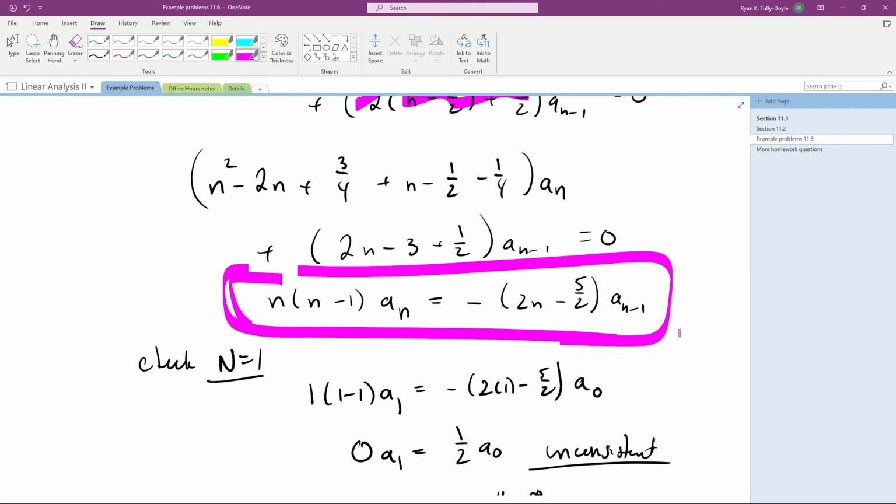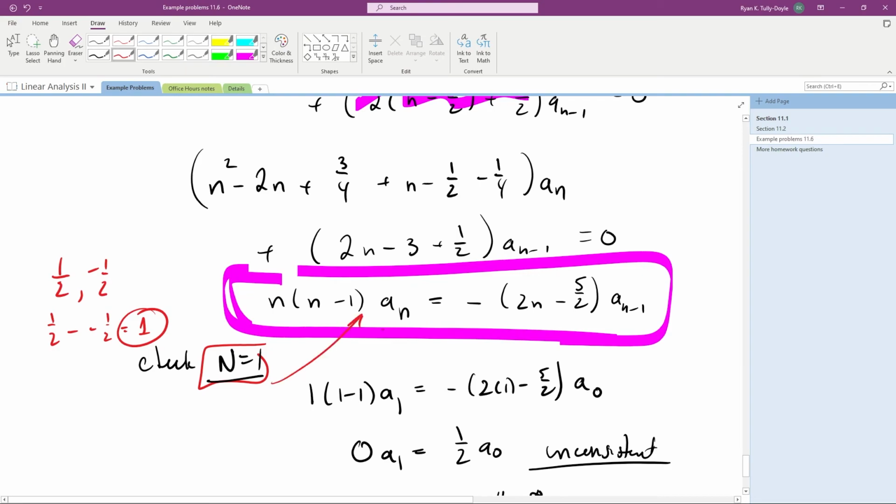Where is the problem term in this problem? Well, the problem term is that n is equal to 1, because remember the roots were 1/2 and minus 1/2, and 1/2 minus minus 1/2 is 1. So that's my n value. So I'm going to plug in n equals 1 and see if the equation is good or bad. When you put n equals 1 into this recursion for the second solution, what you end up with is something that looks like 0 times a1 is equal to something that's not 0 times a naught.